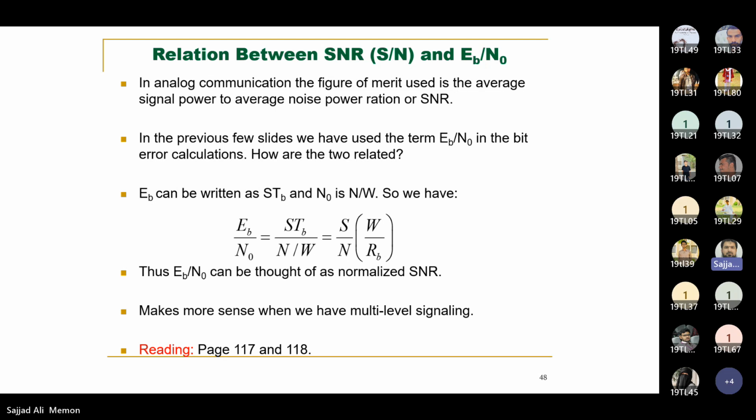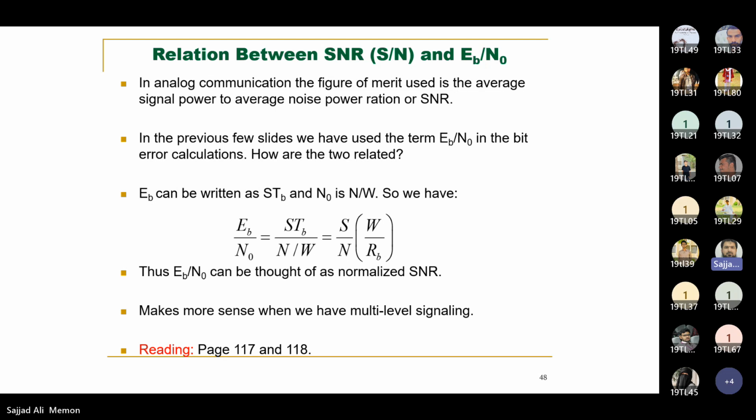In analog communication, the figure of merit used is the average signal power to the average noise power ratio, SNR. In the previous few slides, we have used the term EB/N0 in the bit error calculation. How are the two related? EB can be written as S times TB, the total signal and the bit time of each symbol, and N0 is N over W.